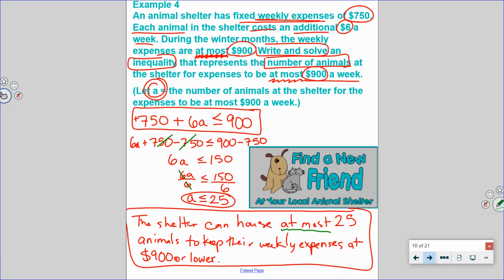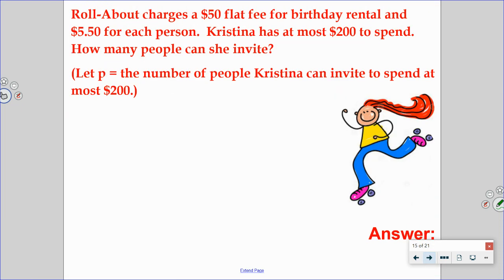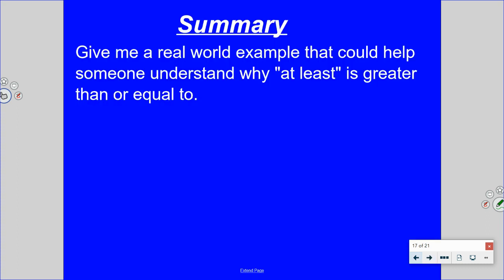That's what I got, guys. I got a challenge coming up. Actually, basically what we're going to do is we're going to start the homework up together in class. Following that, try to ask yourself this summary. Give yourself a real-world example that could help someone understand why the phrase at least is greater than or equal to. That's what I got, folks. Let's grow.